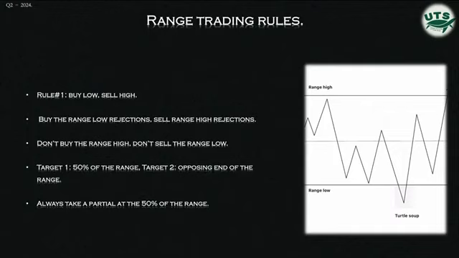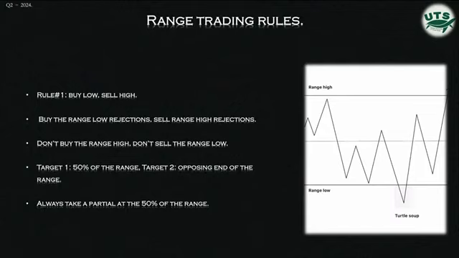In this case, rule number one of range trading is buy low and sell high. Buy the range low rejections, sell the range high rejections. Don't buy the range high, and don't sell the range low, right? So when you see a range, you never buy the high. You never sell the low. And you try to buy the low or near the low, and you try to sell at the high or a rejection of the high, especially if it's the first move.